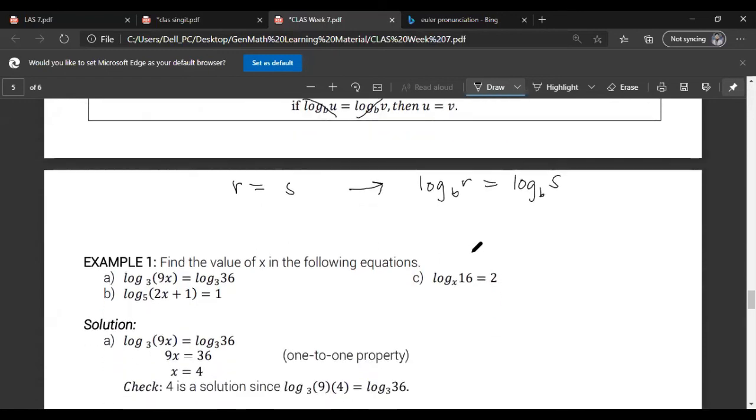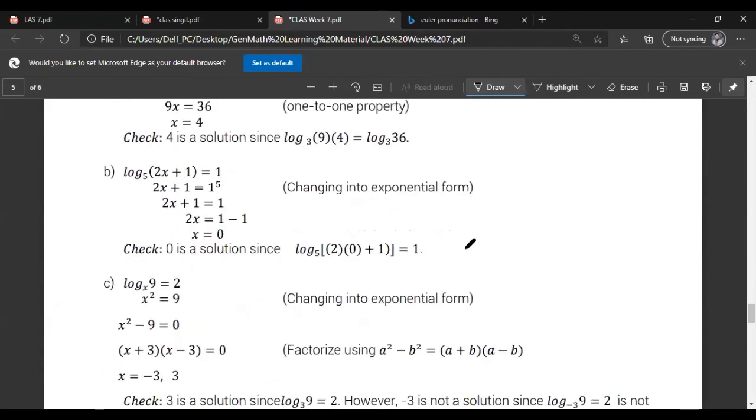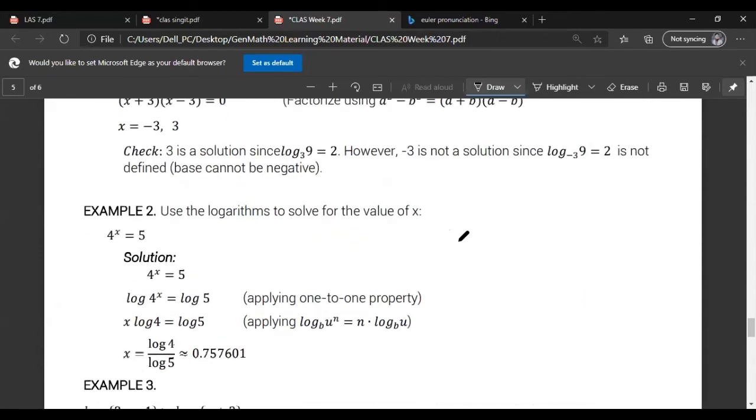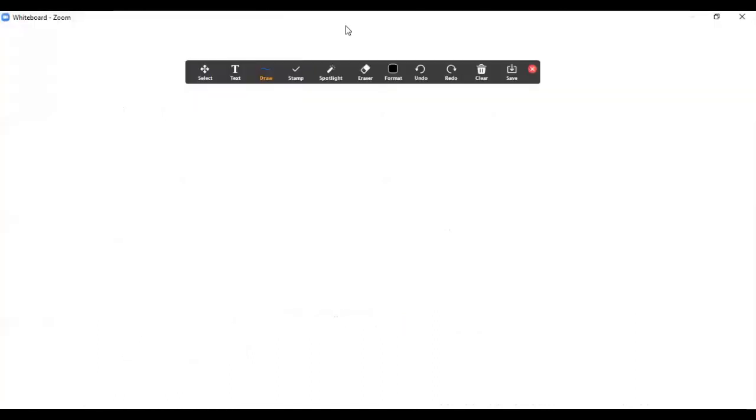Ngayon, class, dito sa problem solving, tuturuan ko kayo ng three cases. May 3 cases of solving logarithmic equations and inequality. Number 1 is yung merong log yung parehong sides.